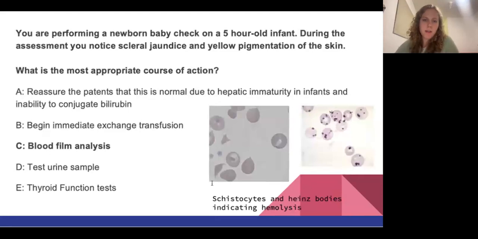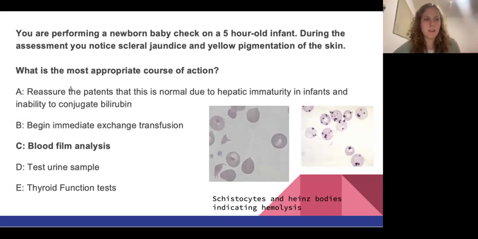So the answer is C, blood film analysis. Oh, sorry, also, this is jaundice before 48 hours. So the most likely causes are hemolysis due to an incompatibility, an ABO incompatibility, or a hemoglobinopathy.